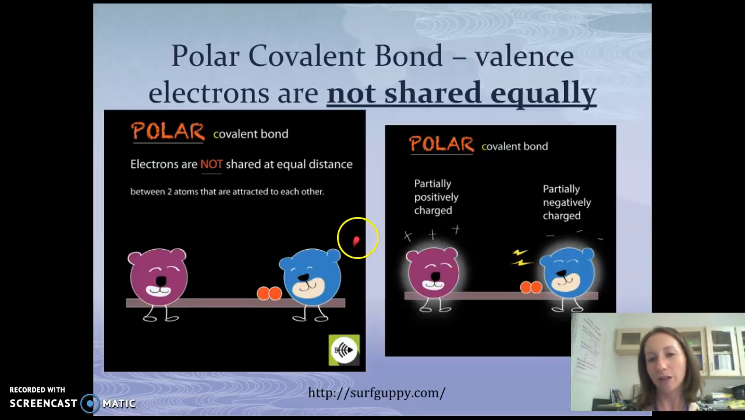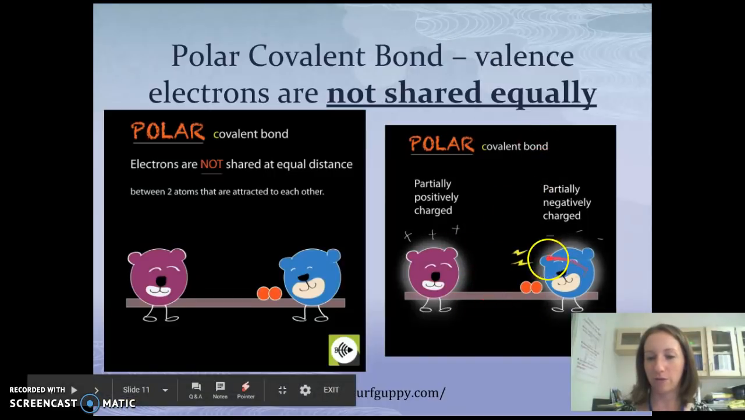This is kind of like in between an ionic bond and a covalent bond. There's a polar covalent bond, because there's a little bit of negativity and attraction there.